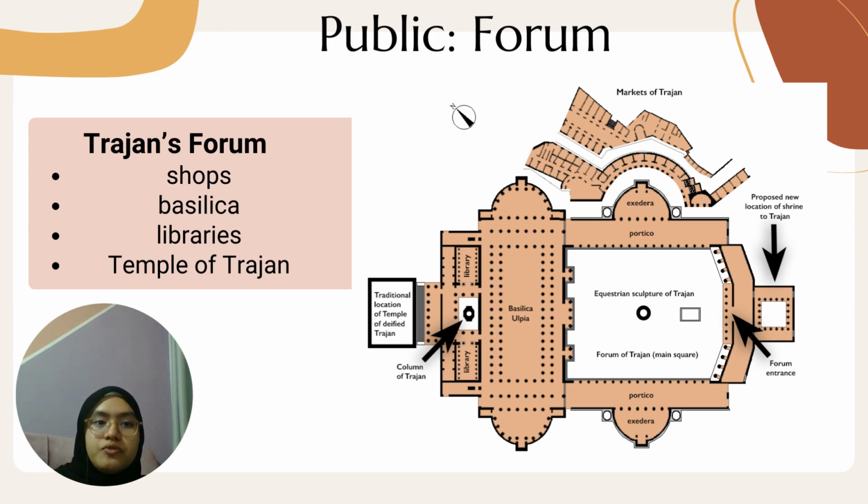One example of the forum is Trajan's Forum. It was the largest of the forums in Rome, and it consists of shops, a marketing area containing more shops, a basilica, 2 libraries, and the Temple of Trajan.